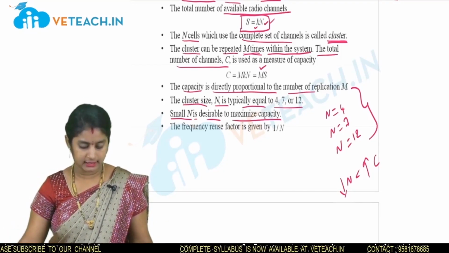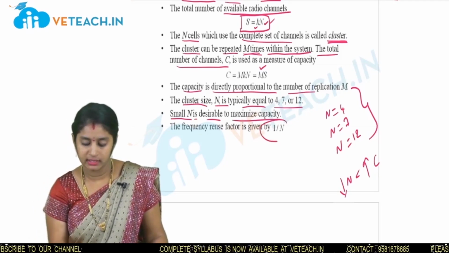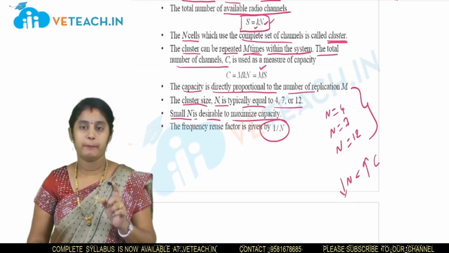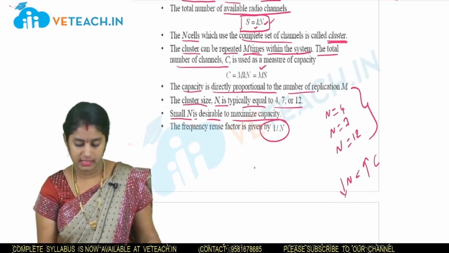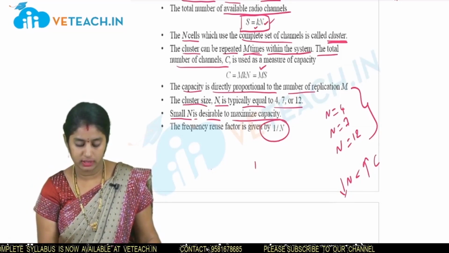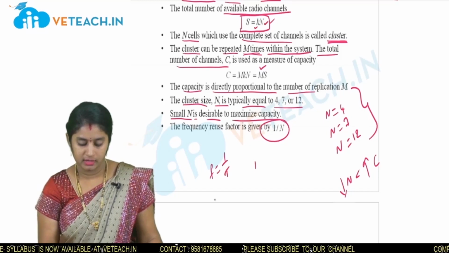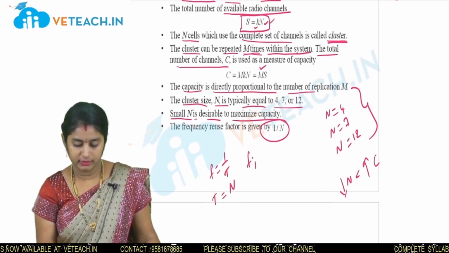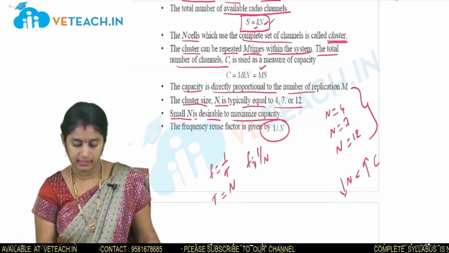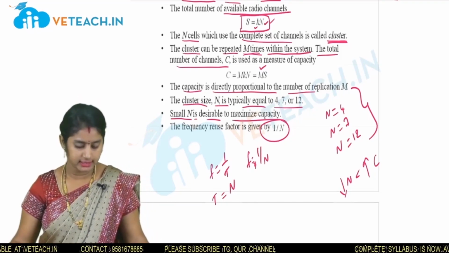Fine. And next, the frequency reuse factor is given by 1 by capital N. How have we taken this? As we all know, F equals 1 by T. We have T equals capital N. Then F equals 1 by capital N. Okay. So this is the topic.